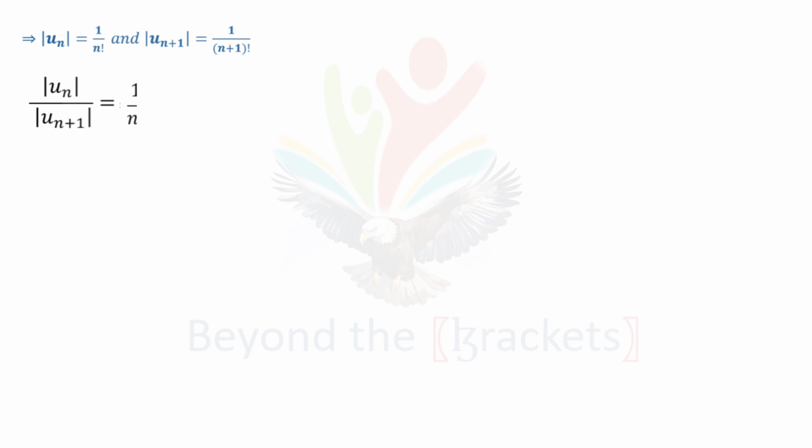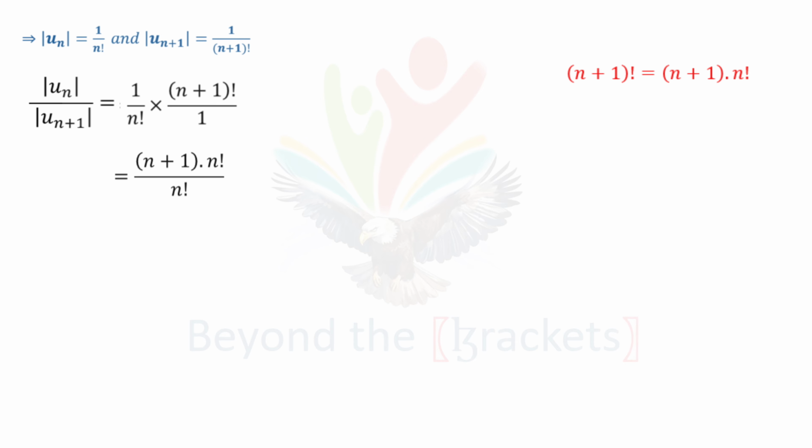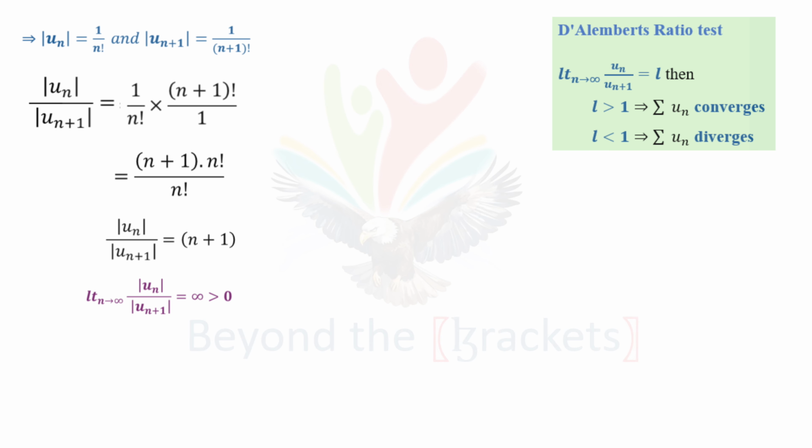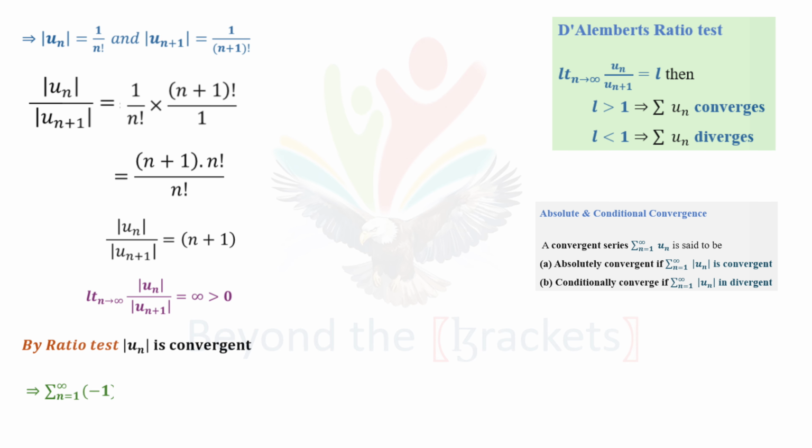Modulus of un will be written as un multiplied by the reciprocal of un plus 1. N plus 1 factorial in the numerator can be written as n plus 1 into n factorial. So the common terms cancel out and we are left with n plus 1. Applying limit as n tends to infinity, this becomes infinity, which is greater than 0. So by ratio test, modulus of un is convergent. We conclude that the given series is absolutely convergent.